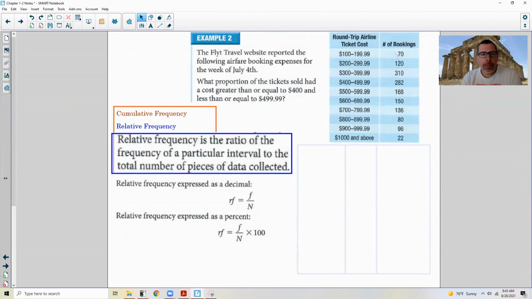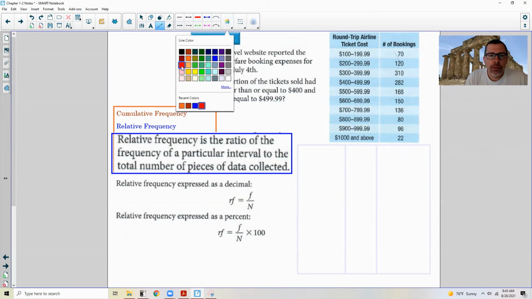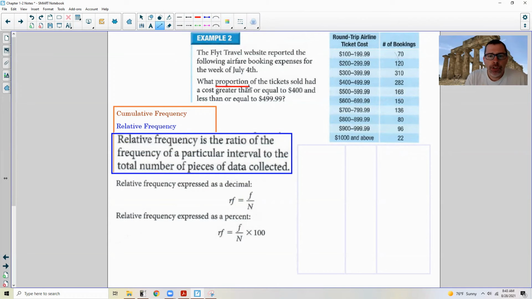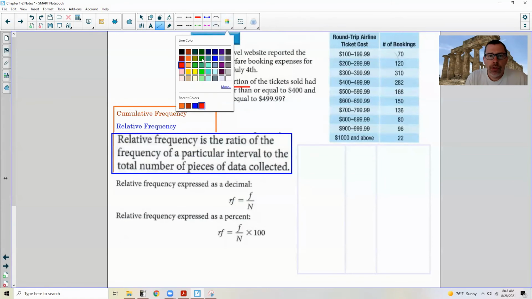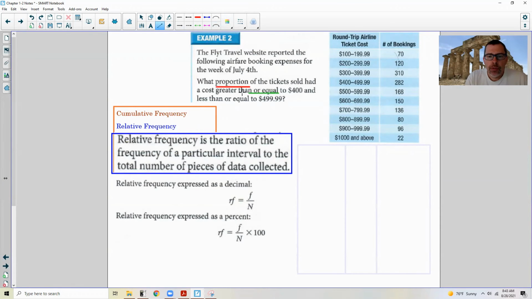Okay, page 2 brings us to example 2, and it says, the flight travel website reported the following airfare booking expenses for the week of July 4th. What proportion of the tickets sold had a cost greater than or equal to $400 and less than or equal to $499.99?